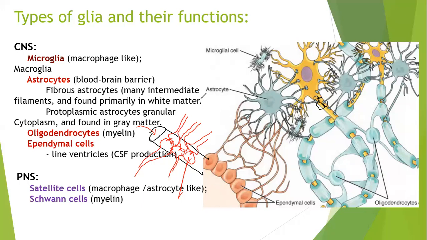Okay, so if I have an astrocyte, I will erase this diagram. Say I have an astrocyte here. This is the nucleus of the astrocyte. So it has cytoplasm, and then it throws an extension here. And it throws another extension there, and it throws another extension there.